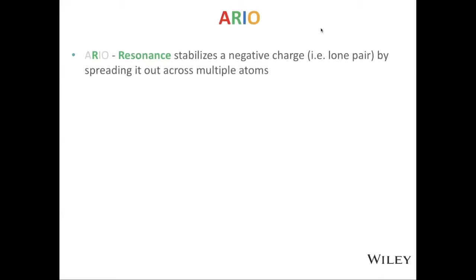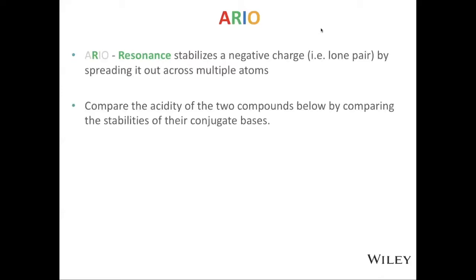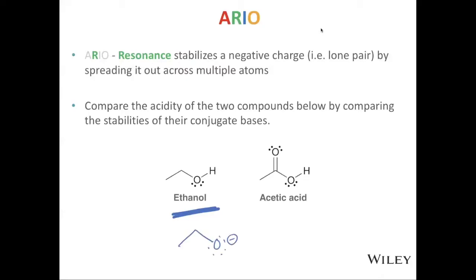In terms of resonance, if a compound has a resonance structure, it means that it is more stable. So if we look at the conjugate base of an acid and we see that it has a resonance structure, that means that it is more stable. If you look at ethanol, when we form the conjugate base, it looks like this, and we cannot delocalize that charge anywhere. Whereas if we have acetic acid and we draw the conjugate base, we see very easily that those electrons can be delocalized in resonance.